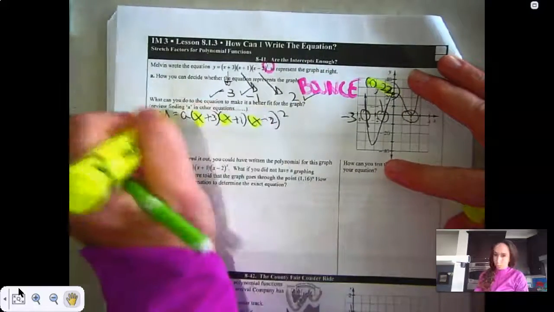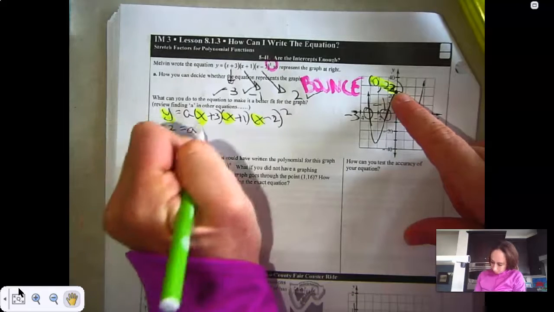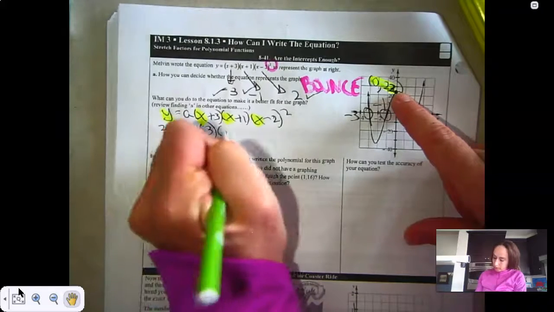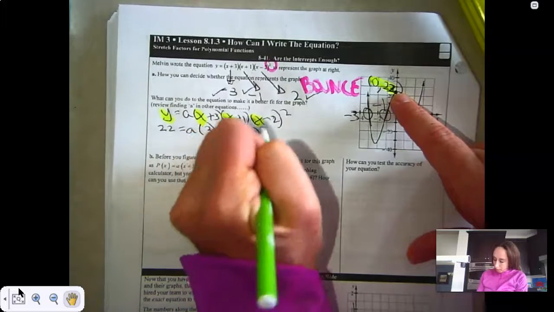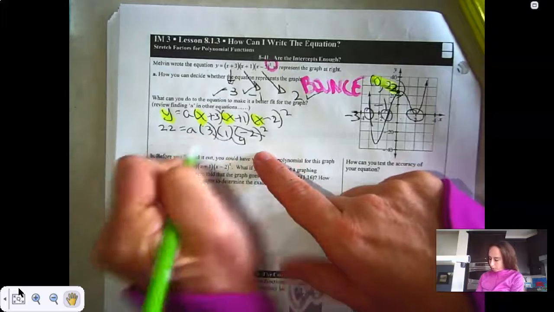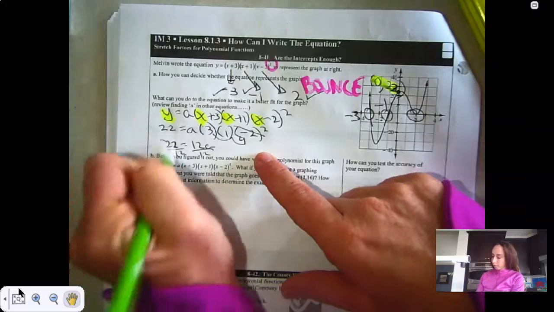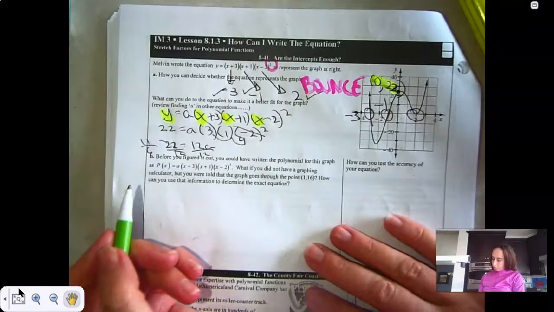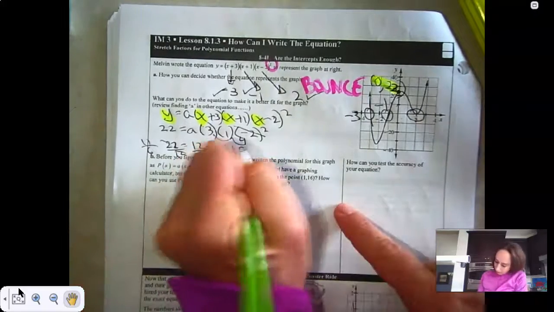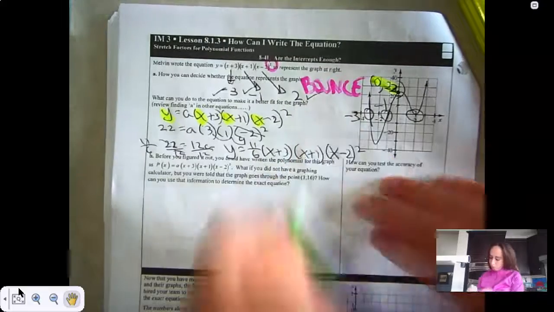And we're going to take that 0, 22, sorry, my dog's drinking water. I don't know if you hear that in the background. And we're going to plug this in for y. Plug in 0 plus 3, which is 3, 0 plus 1, which is 1, 0 minus 2, which is -2. -2 squared is 4, times 1 is 1, times 3 is 3, so 22 equals 12a. Divide by 12. Simplify, 11/6. So my equation would be y equals 11/6, x plus 3, x plus 1, x minus 2 squared.